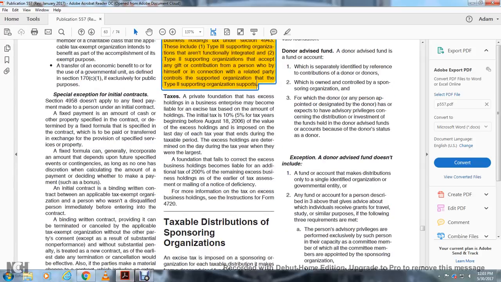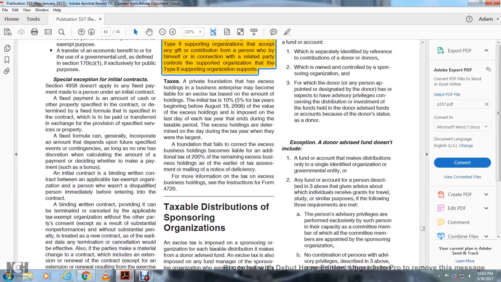A private foundation that has excess holdings of a business enterprise becomes liable for an excise tax based on the amount of the holdings: an initial tax of 10%, and 5% for tax years beginning after August 18th, 2006. The value of the excess holdings is determined on the last day of each tax year that ends during the taxable period. The excess holding is determined on the day during the tax year when it was largest.